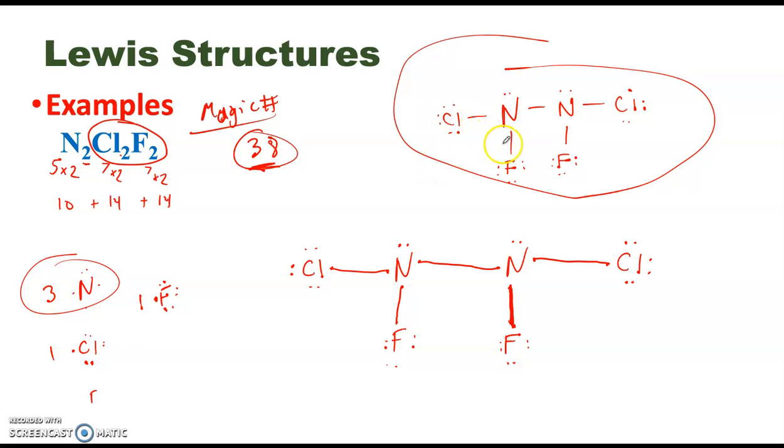So I'll do the bonds first. 2, 4, 6, 8, 10. That should be a double dot there. 12, 14, 16, 18, 20, 22, 24, 26, 28, 30, 32, 34, 36, 38. So that adds up. I would say this is good. Make it nice and clean like this as well.